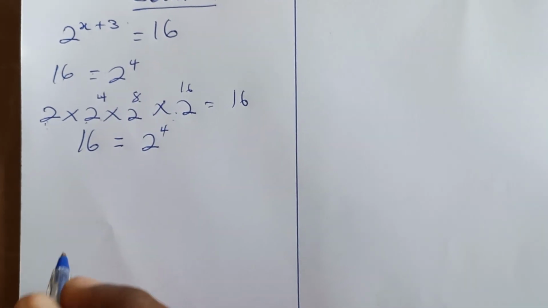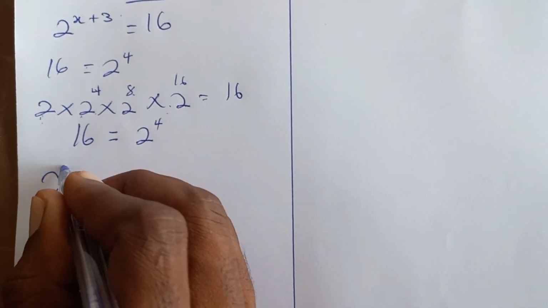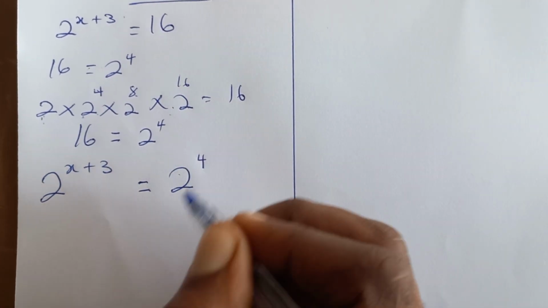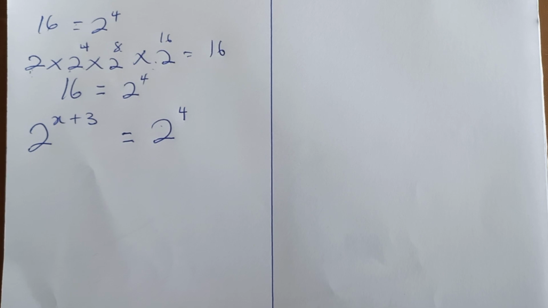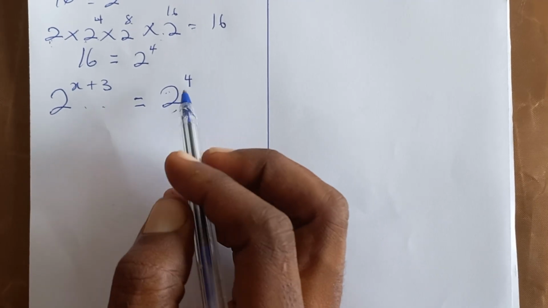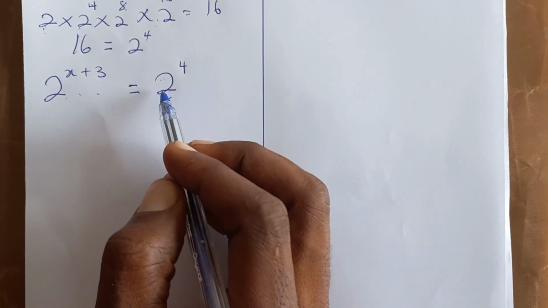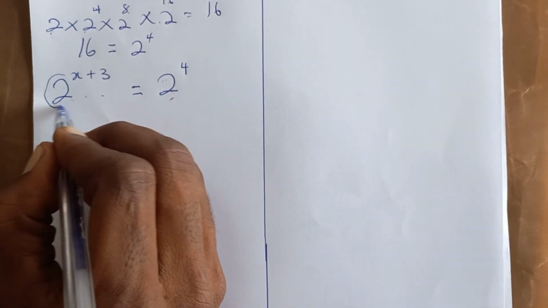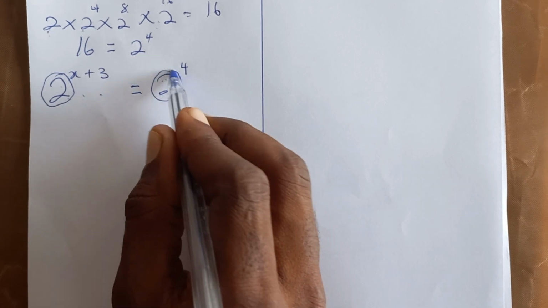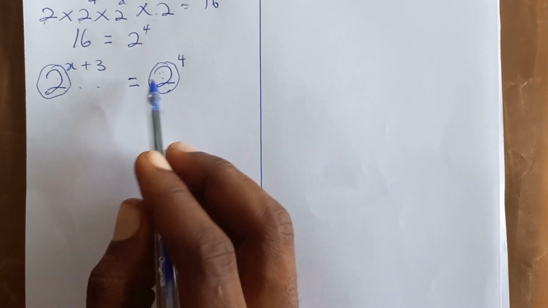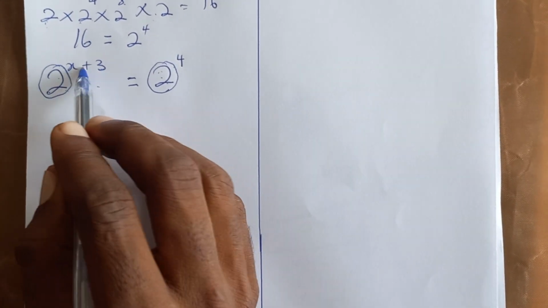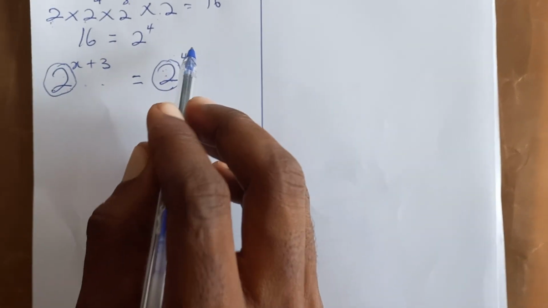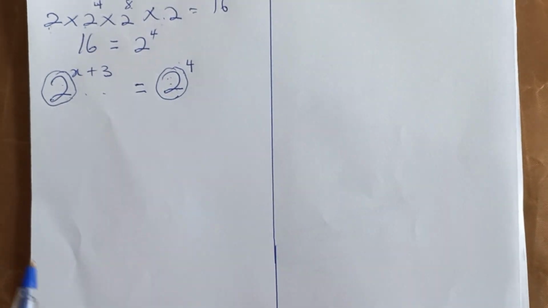So our equation now becomes 2 to the power x plus 3 is equal to 2 to the power 4. Now, in exponential equations, when the bases are the same, you can see that we have 2 exponent 4 here and 2 exponent x plus 3. This is what we call the base. So the bases are the same, that is 2, so we can equate the exponents.